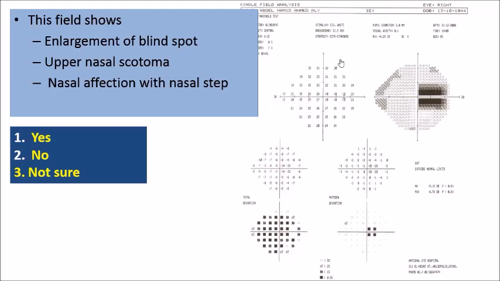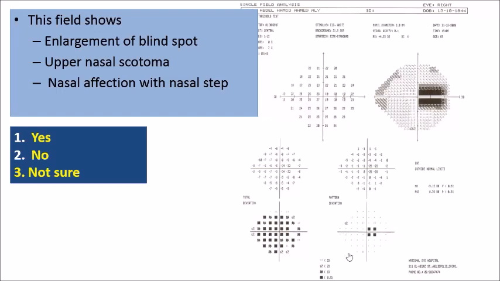So we have two persons, one quadrant of the people, who say yes. Actually, this is not right. I believe those people who say yes depend on the gray scale. The gray scale here shows enlargement of the blind spot, shows upper scotoma, shows nasal step. And we shouldn't depend on this area.